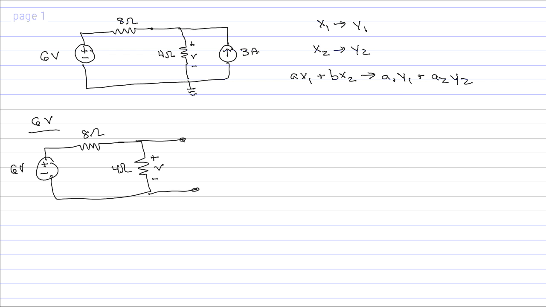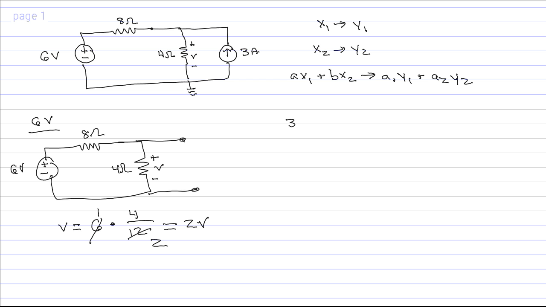We're interested in finding the response V. Upon removal of the current source, this just becomes a simple voltage divider circuit. So the voltage across the 4-ohm resistor will be proportional to the 4-ohm relative to the total series resistance of that circuit, which would be 8 plus 4, or just 12. Cancel, and you simply get 2 volts for the response due to the 6-volt source.